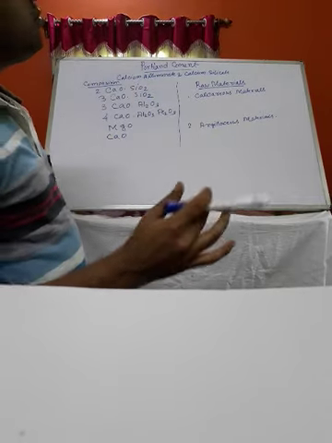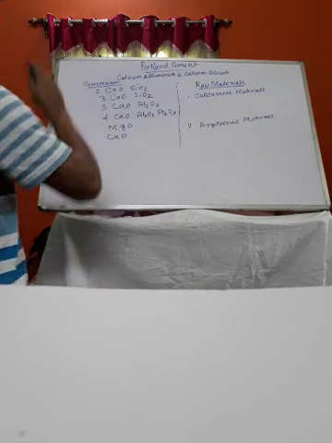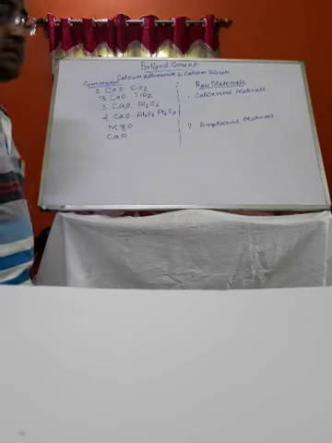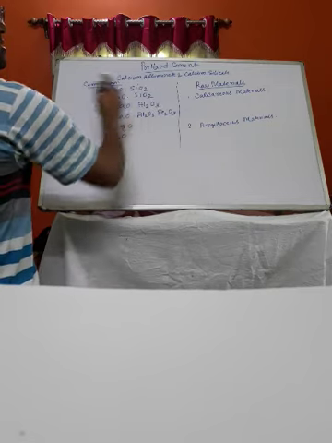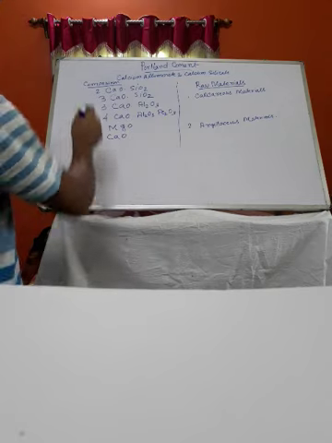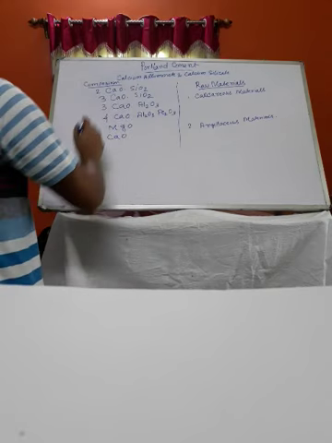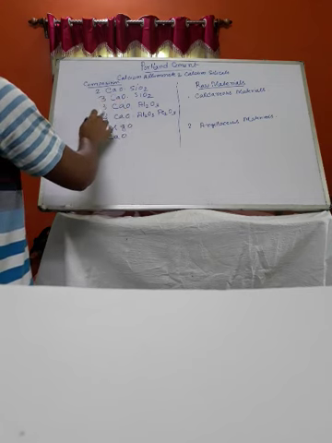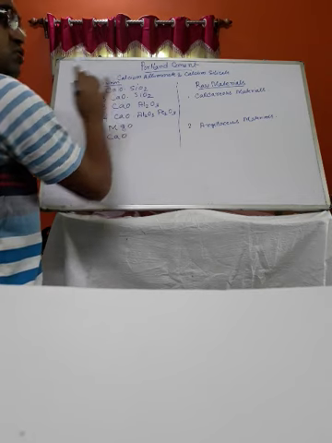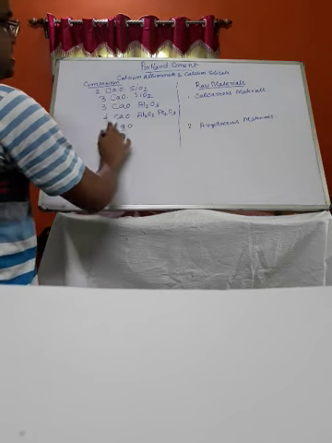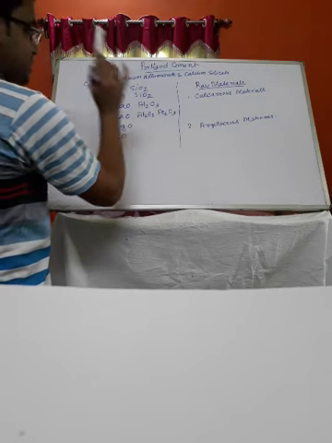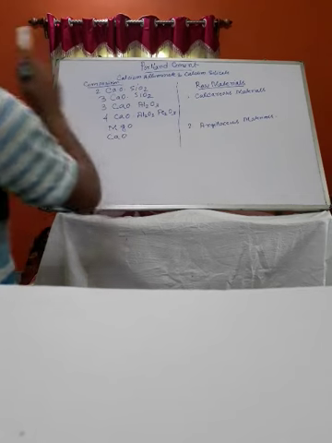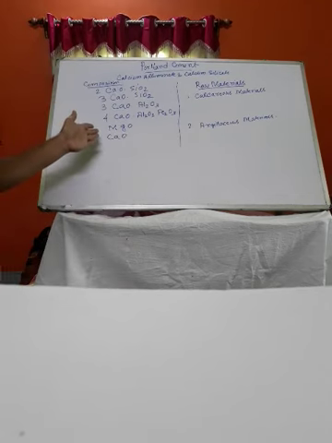Now what is the composition of Portland cement? The composition of Portland cement is dicalcium silicate, 2CaO·SiO2, tricalcium silicate, 3CaO·SiO2, tricalcium aluminate, 3CaO·Al2O3, and tetracalcium aluminoferrite, 4CaO·Al2O3·Fe2O3, and magnesium oxide and calcium oxide. This is the composition of Portland cement.